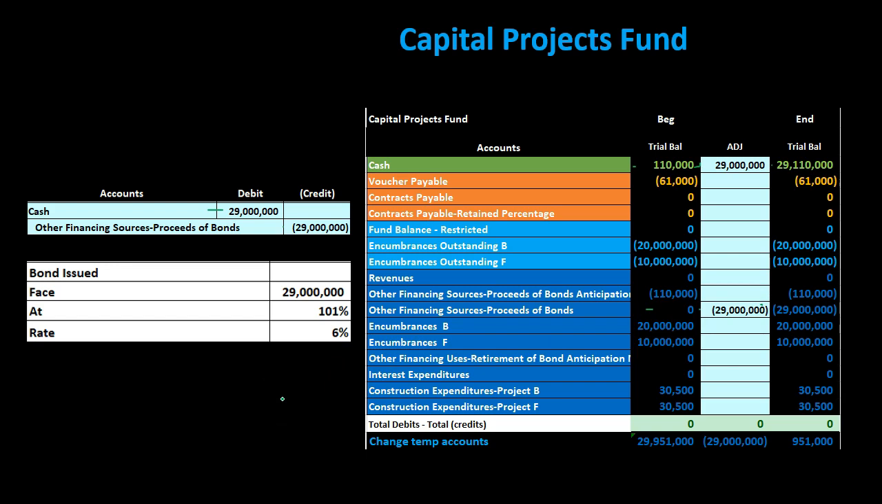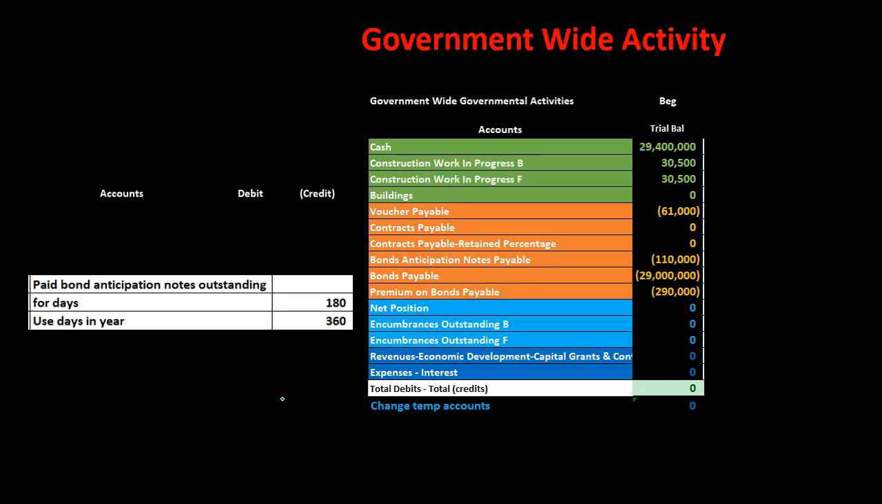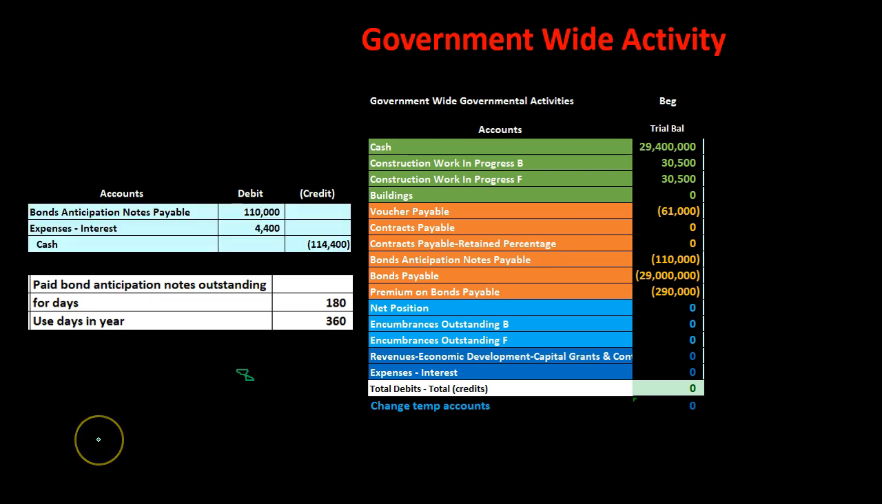Next item, we're back to the government-wide activities. We're going to say that we paid the bond anticipation note outstanding. It's outstanding for 180 days. In other words, now we have issued the bond, so now we can retire the bond anticipation note because we've got the financing from the bond. So you'll recall that the bond anticipation note is going to be on the books. It's right here. It's that $110,000. We're going to pay it off.